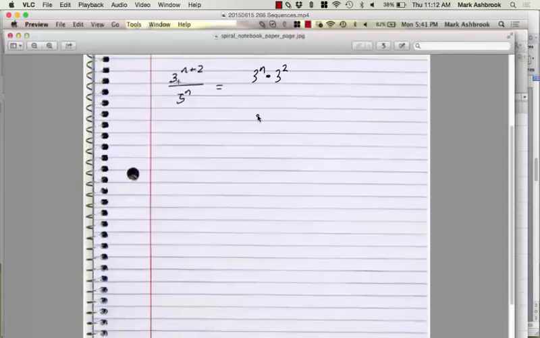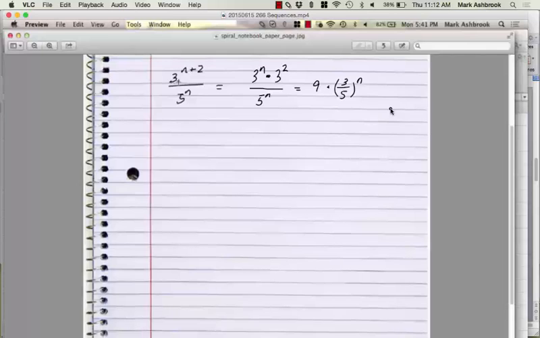Okay, and that'd be over 5 to the n. And why does that help? So we can take the 3 squared out, or 9. And then 3 over 5, and you collect the exponent, you've got 3 over 5 to the n.